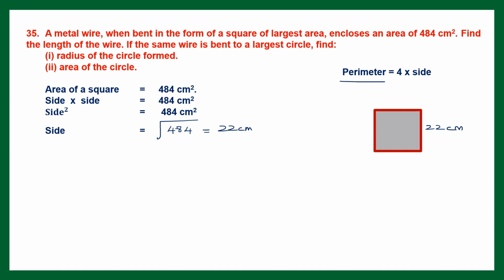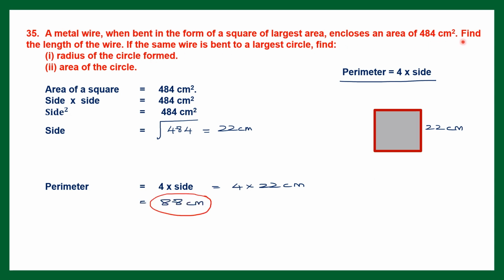Now we can easily find the perimeter by using the formula 4 into side, and we can find the length of the wire. So perimeter is 4 into side, which is 4 into 22 centimeters. 4 into 22 is 88. So we have found the length of the wire to be 88 centimeters. We have finished the first part of the question. We've been asked to find the length of the wire and we found it to be 88 centimeters. Now let's read the remaining question.